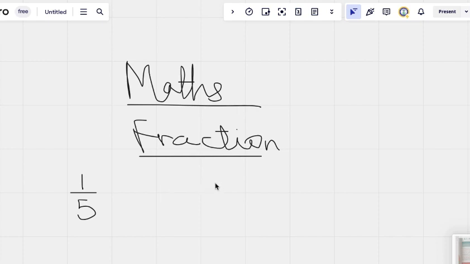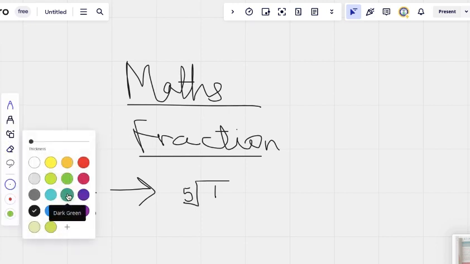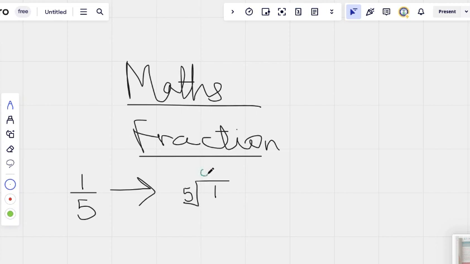For example, if I want to do a long division for this, I put my 5 here outside because I'm dividing 1 by 5. How many times can 5 go into 1? 0 times. So we write 0 there, then we put a decimal point, and once we put a decimal point here, we have to include a 0 here.